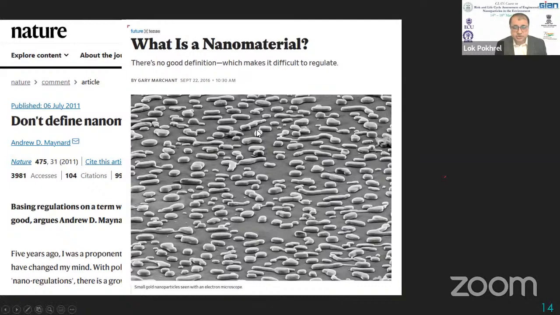As you can see here in the picture, these are tiny gold nanoparticles. And you can see they are different sizes and shapes, right? So even within the same sample, there is so much variability. When you have these kinds of samples, generally we call them polydisperse.